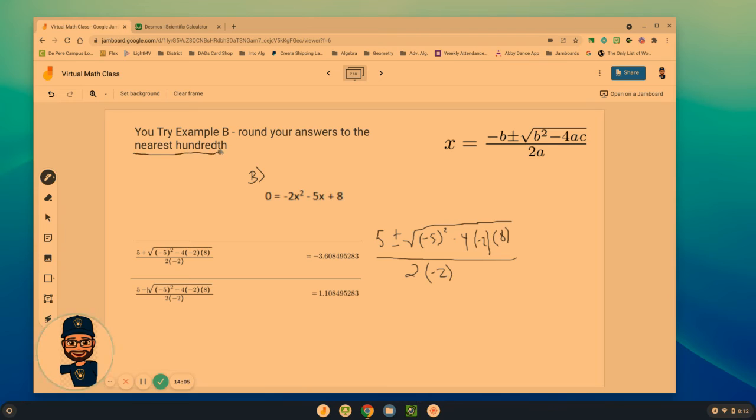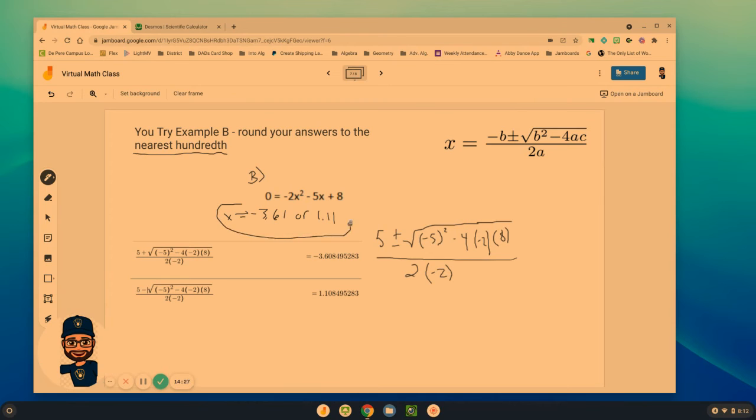We need to round to the nearest hundredth again. So it's -3.608. The 8 makes that 0 become a 1. Or 1.108 makes it 1.11. X could equal either of those if we've rounded correctly.